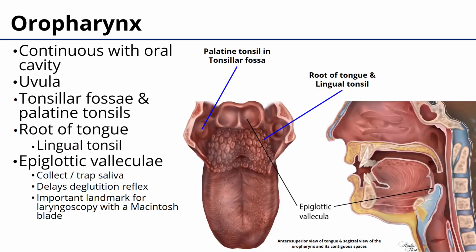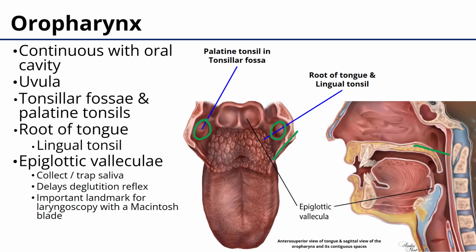Now, as we move inferior to that soft palate, we are going to enter a space known as the oropharynx. So the oropharynx is contiguous with the oral cavity. Its anterior border here is the palatoglossal fold, so it's the palatoglossus muscle invested with mucosa. Posterior to that palatoglossal fold, we have the palatine tonsillar fossa, which is where the palatine tonsils are located if they are present. These are also collections of lymphatic tissue.